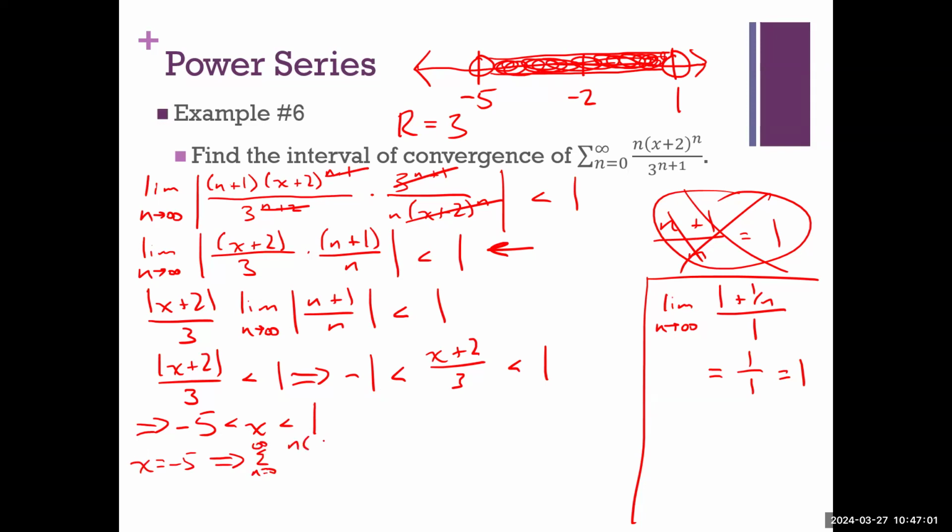n times -3 to the n over 3 to the n plus 1. Can we tell what that does? Should alternate, will it alternate? So maybe it's not obvious, but does anything in here cancel?